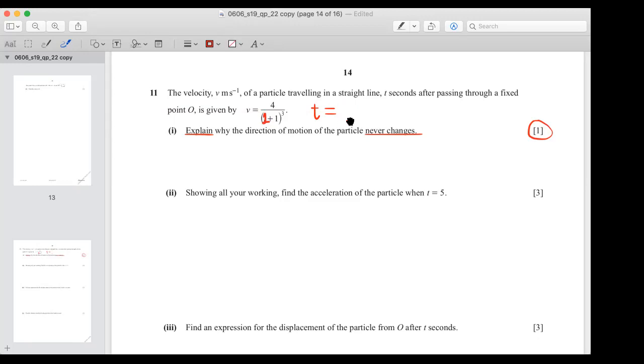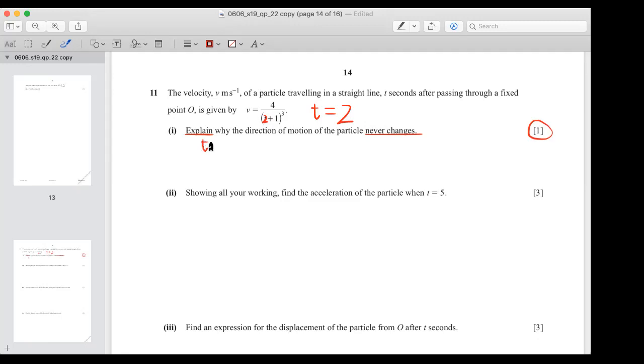Now we do this with 2. 2 plus 1 is 3, 3 to the power of 3 is 27, so 4 over 27. Are you getting the pattern?